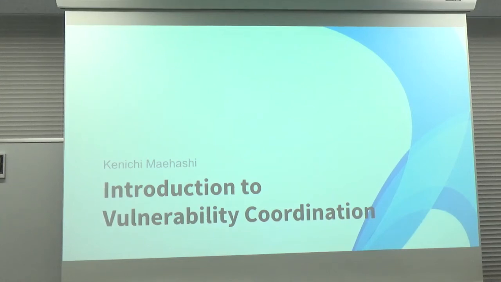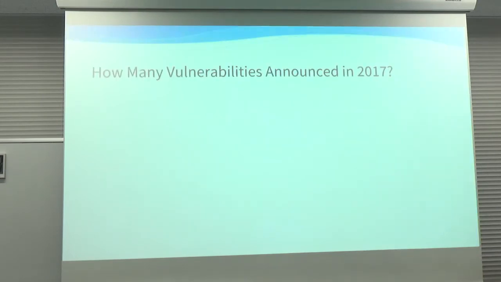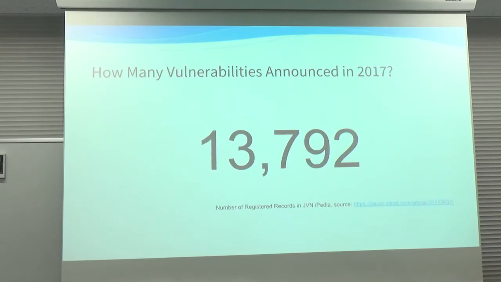And today I would like to introduce you a concept of vulnerability coordination. So let me start my talk with a simple question. Do you know how many vulnerabilities were announced in 2017, last year? The answer is over 13,000. It's a very big number. And actually, this is the record-breaking number last year. And the number is increasing year by year.